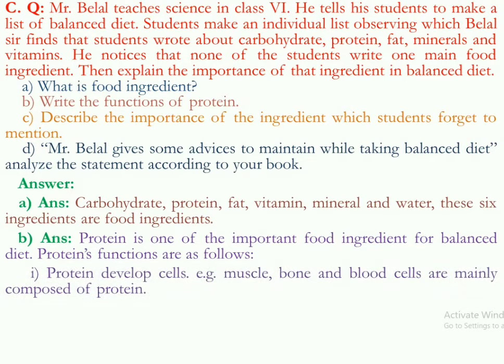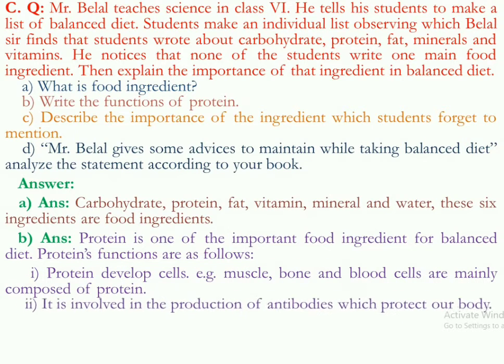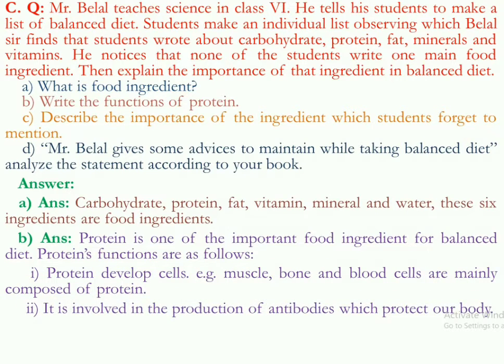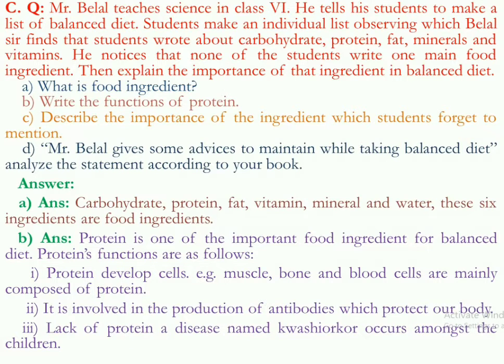Number 1. Protein develops cells such as muscle cell, blood cell and bone cells are composed of protein. Number 2. It is involved in the production of antibody. We know about antibody that kills germs and protects us from diseases. Number 3. Lack of protein, a disease named kwashiorkor occurs amongst the children. So protein is actually important for our body and for all age.